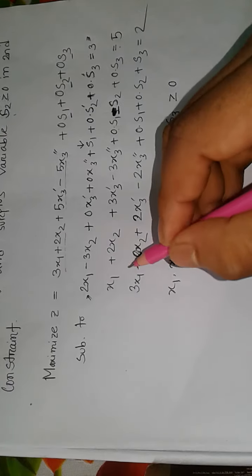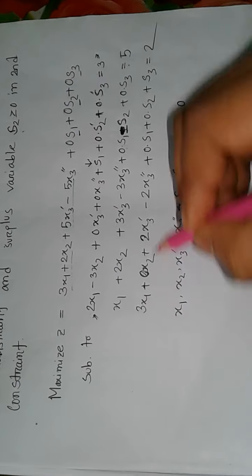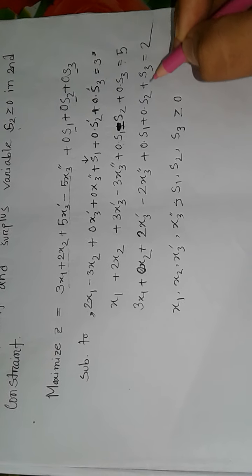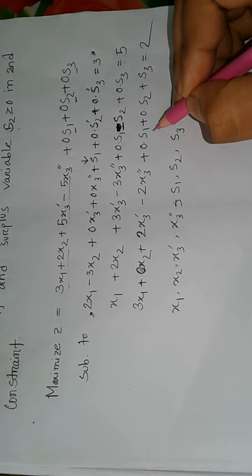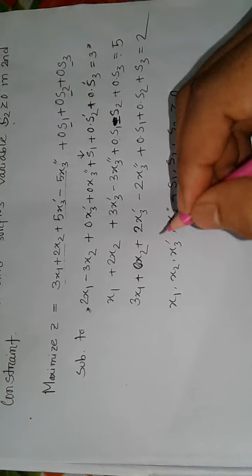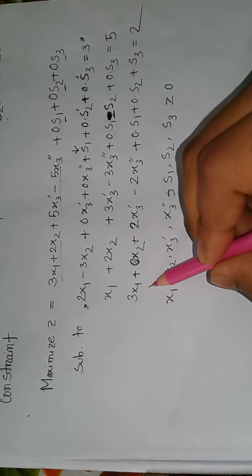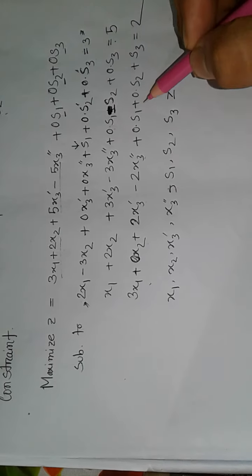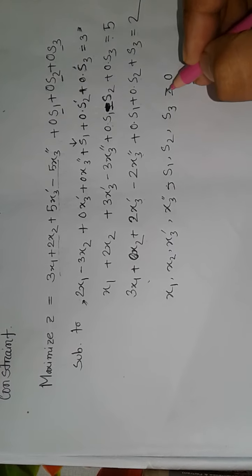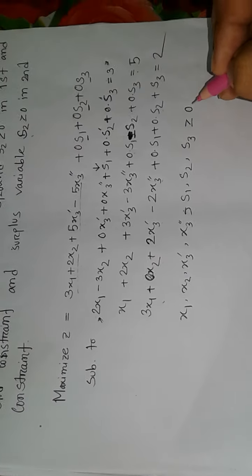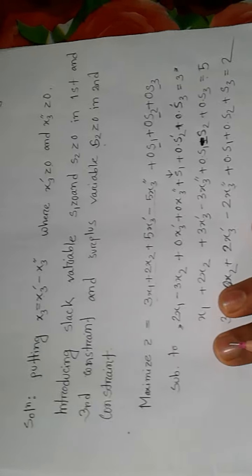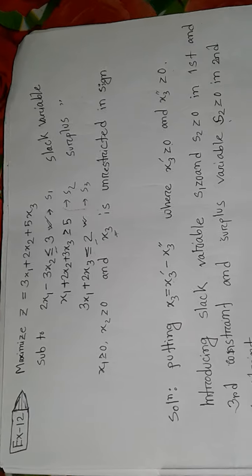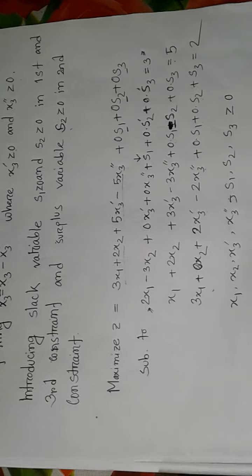Similarly, we transform the third constraint into equalities, and we use slack variable S3, and S2 and S1 are 0. And here all the variables x1, x2, x3 dash, x3 double dash, S1, S2, S3 are greater than or equal to 0. So dear viewers, this is the standard form of LPP. Thank you everybody.